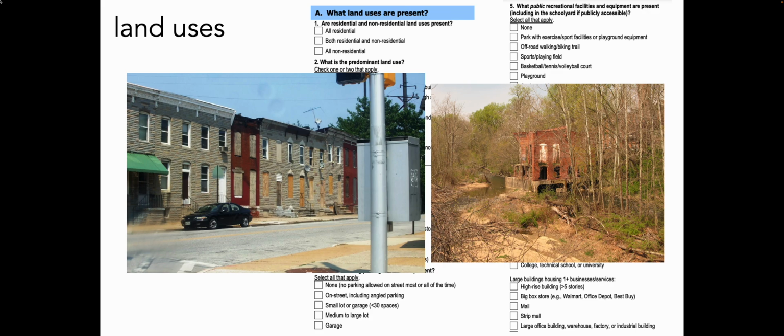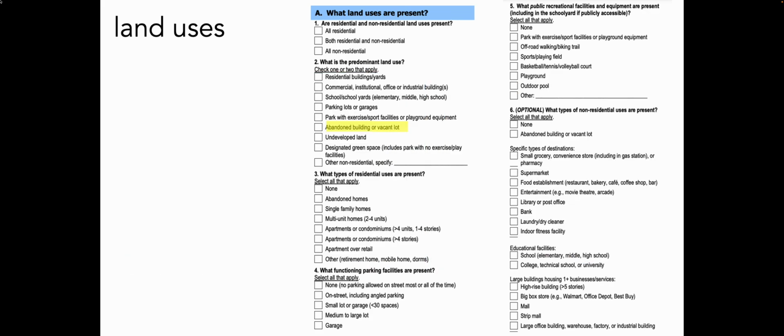Abandoned buildings or homes are uninhabited buildings that show signs of disrepair. Do not include buildings that are vacant but have for sale signs on them unless there are obvious signs of neglect.